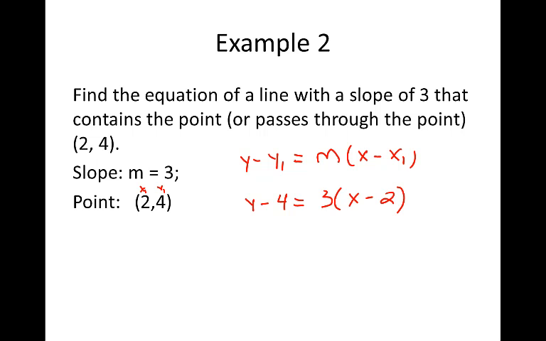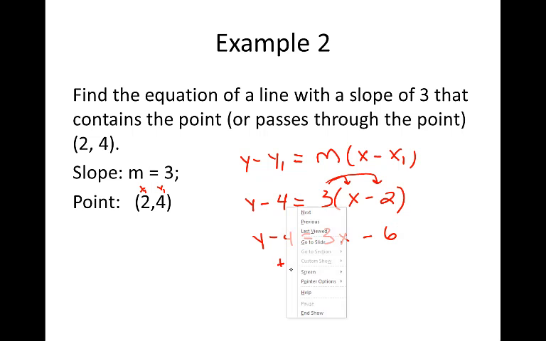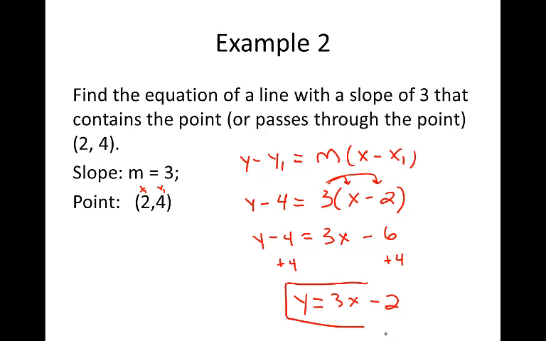Now solve for y. So we'll distribute the 3 onto both terms. So y minus 4 equals 3x minus 6. We'll add 4 to both sides, and I'll get y equals 3x minus 2. And that's the final answer.